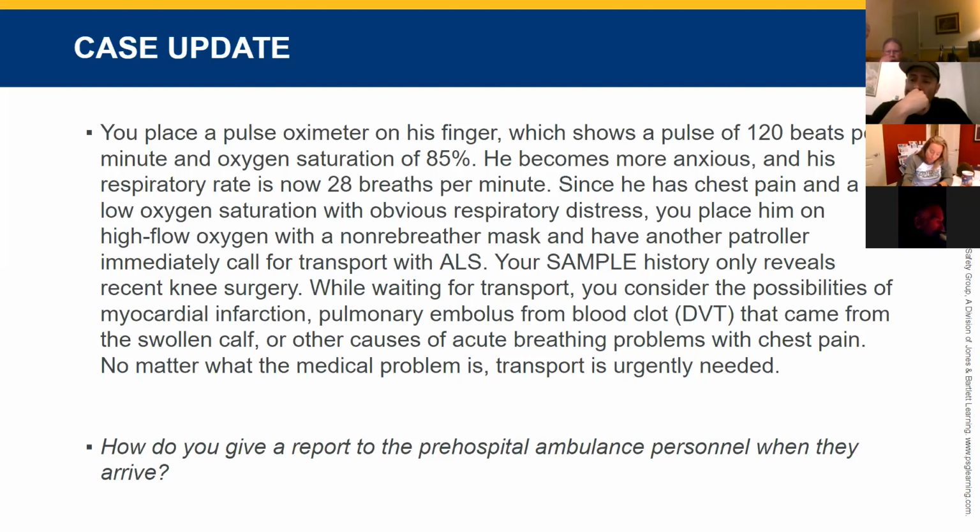After that, you go into the objective stuff, and objective stuff is stuff that you see yourself. So then you're talking vital signs and physical exam findings. So after you say what happened, you're like, this guy came in, he said he can't breathe, he said he has chest pain, he said he had recent knee surgery, no other history of illness. Then you move into your objective, your vital signs. You're like, I checked his vital signs, he had a pulse of 120, his oxygen saturation was 85, he's breathing 28 breaths per minute, shallow.